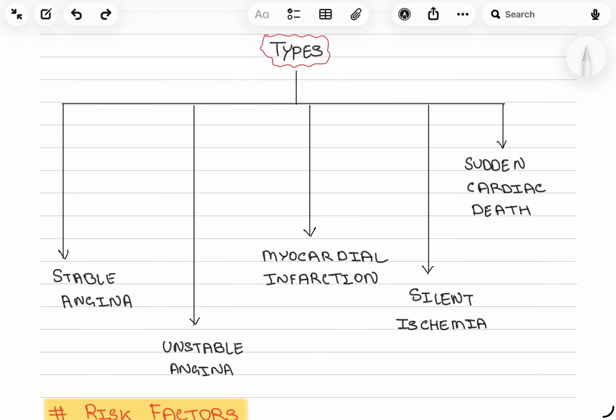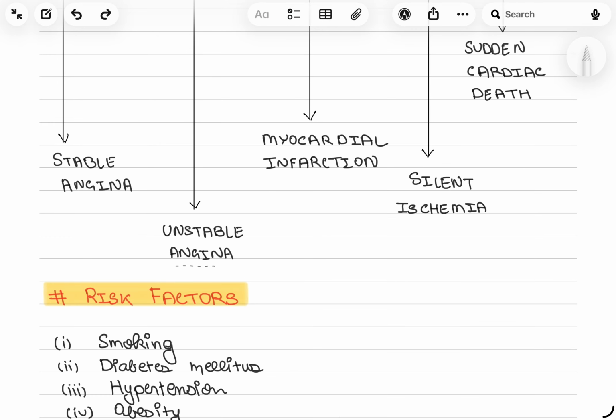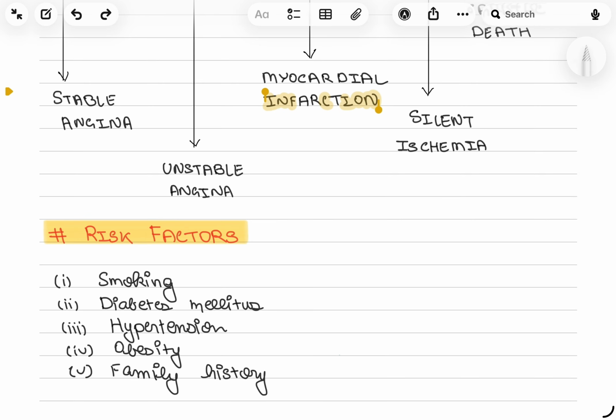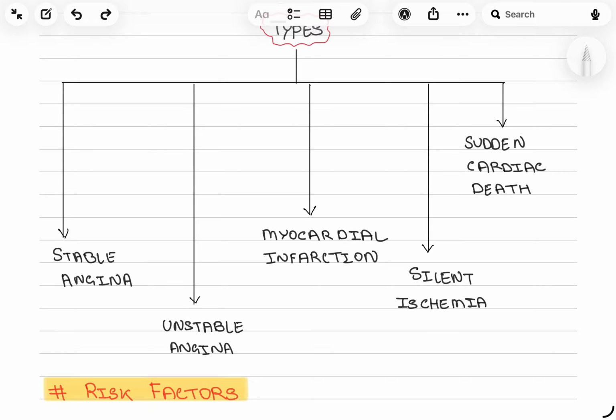So this is the flow chart. You can draw this flow chart in the exam. Stable angina: there is a temporary reduction in blood supply to the heart. Just remember temporary reduction. Unstable angina: this is the most severe form of angina and occurs due to plaque rupture and partial thrombosis. Next, myocardial infarction, MI: permanent death of heart muscles. And silent ischemia: there are no symptoms and no chest pain to the patient, and this can be fatal or even lead to MI. And fifth and the last one is sudden cardiac death. In this, there is an unexpected death of the patient due to cardiac causes.